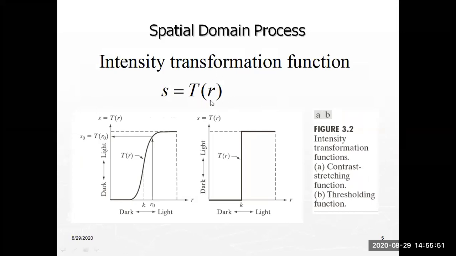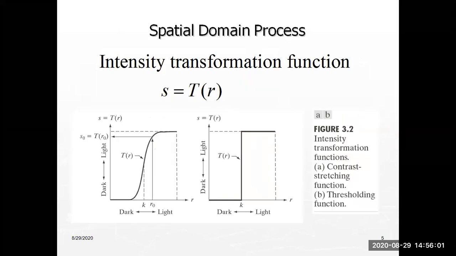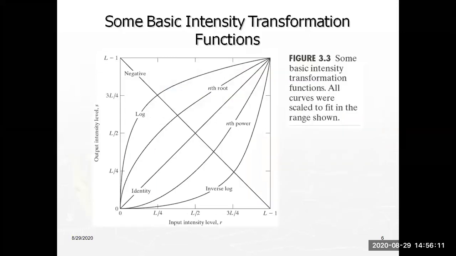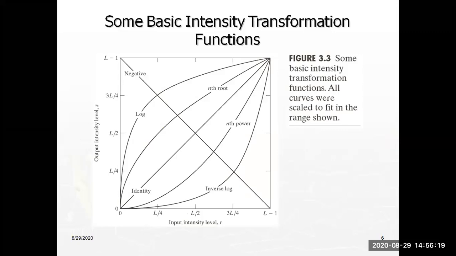Here is the spatial transformation function with a simple expression, s equals T of r. Here r is the input pixel, s is the output pixel, and T is the transformation function we have opted for. Here I am showing two types, contrast stretching and thresholding, both of which can be applied to an image. In later slides I will show that again. Along with contrast stretching and thresholding, there are other transformation functions: negative, log, nth root, inverse log, nth power, and so on.